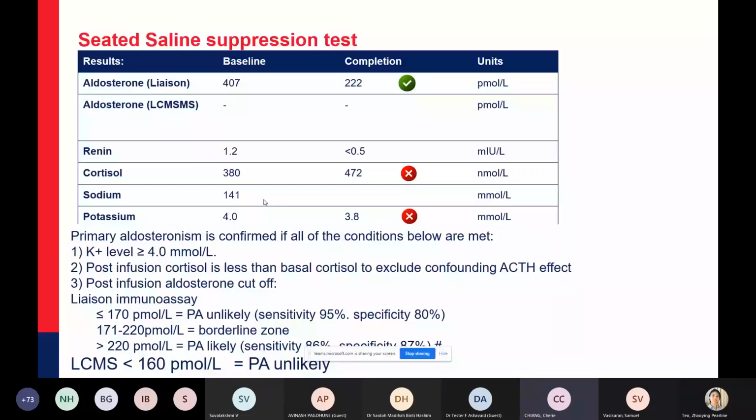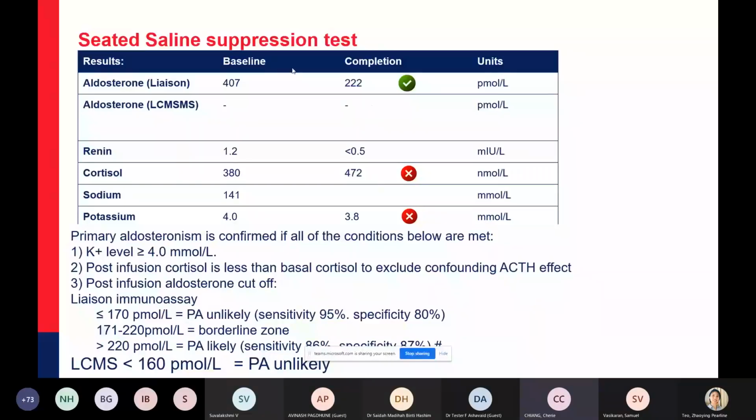So this is the result for this 40-year-old lady with persistent hypertension. Any thoughts? Would you call this a positive test, i.e. suggestive of primary hyperaldosteronism, despite the two issues here? Any thoughts on how you might want to interpret this result? So if there are no thoughts, I'll move on to let you know.